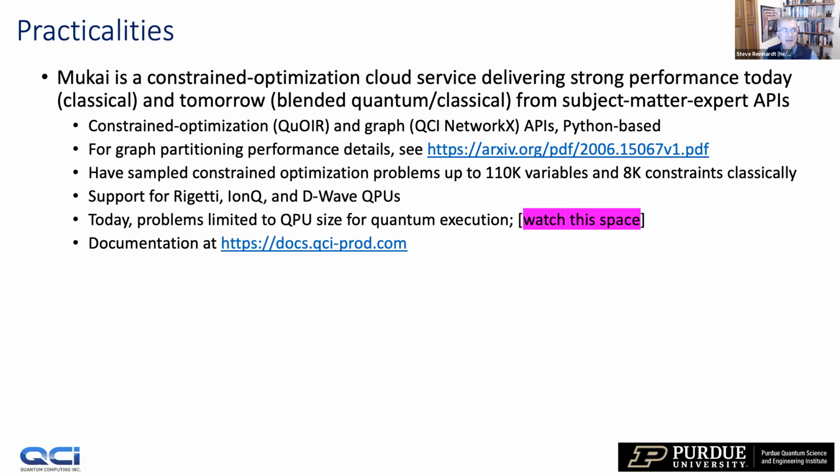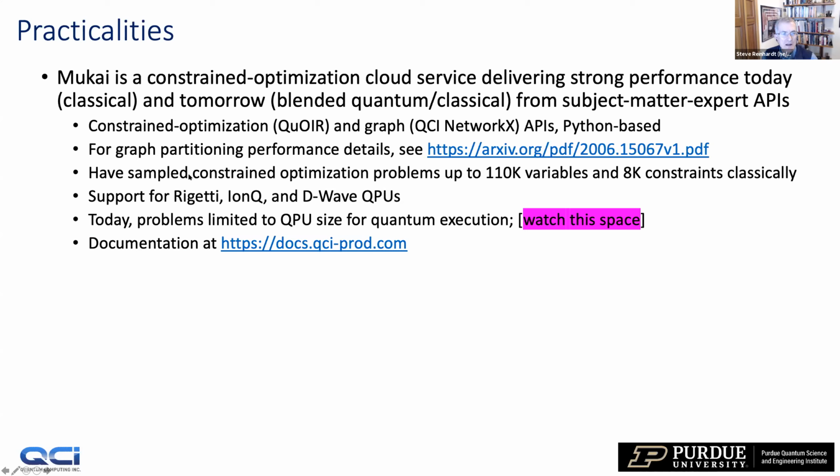So a few practicalities. Mukai is a constrained optimization cloud service, delivers strong performance today, running purely classically, and we're preparing for strong performance tomorrow in a blended quantum classical form. And you get this from subject matter APIs. I've already said constrained optimization and graph. If you're interested in performance details, you can look at the arXiv paper about what we've done with graph partitioning.